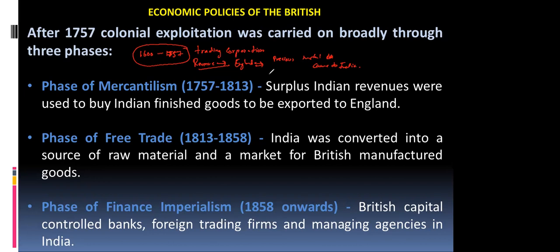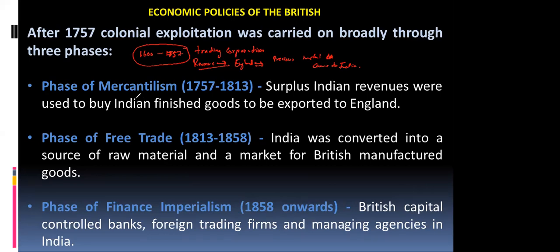And after 1757, the Battle of Plassey, the British East India Company's relations underwent a qualitative change. This change was used by the company to politically control and push its Indian trade. From 1757 onwards, it started the phase of mercantilism, where surplus Indian revenues were used to buy Indian finished goods, and these were exported to England.